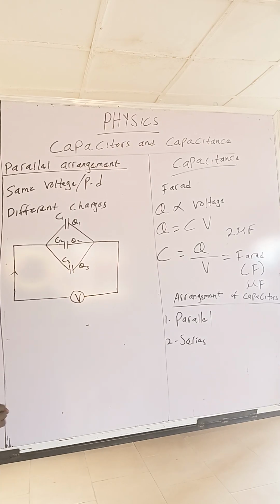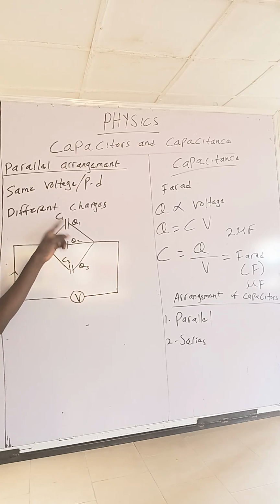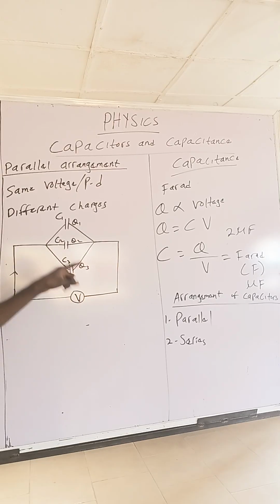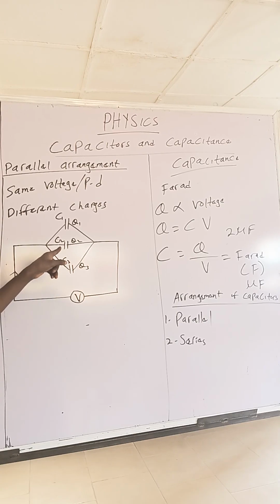For this particular electric circuit, we are able to establish that the parallel arrangement of capacitors has the same voltage but different electric charges. This implies that whatever voltage flows across capacitor 1, the same voltage will also flow across capacitor 2, and the same voltage will also flow across capacitor 3. That's what it is telling us. So it's very essential for us to know the total electric charge that will flow.